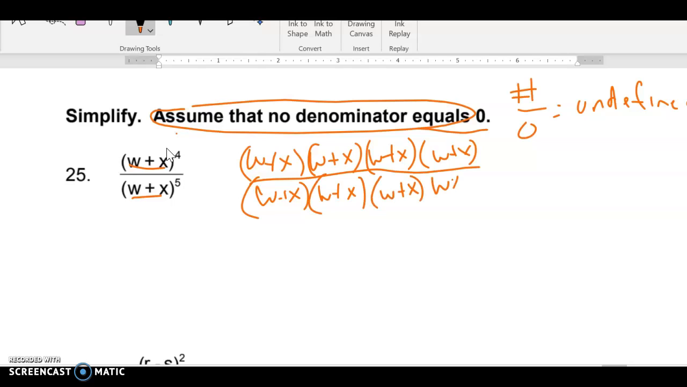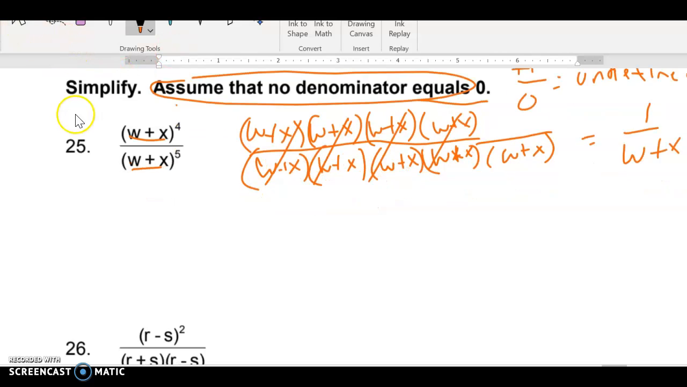There's 4 of them, and there's the 5th one. Okay, and that goes away, that goes away, that goes away, that goes away. So the final answer is 1 over w plus x. And so most of you got that one.